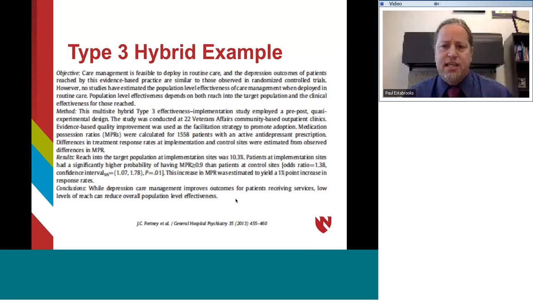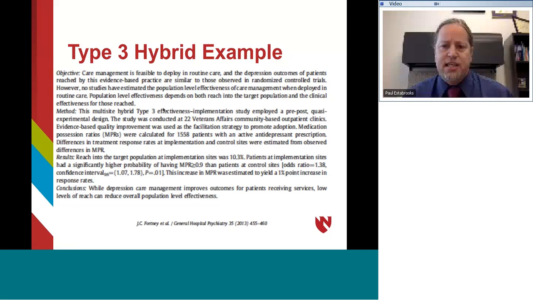And so here's our type 3 example, and I apologize for the blurriness on this one. I tried it a couple of times to get it so it wasn't quite as blurry. But here they have a care management implementation strategy. So they have a new strategy for care management that's feasible to deploy in routine care, and hopefully by using that care management approach, they will get better implementation of depression-related evidence-based practices. And so if you look through here, here's our method. The multi-site hybrid type 3 effectiveness implementation study employed a pre-post quasi-experimental design. The study was conducted in 22 veteran affairs community outpatient clinics, and the evidence-based quality improvement strategy was used to facilitate and promote adoption.